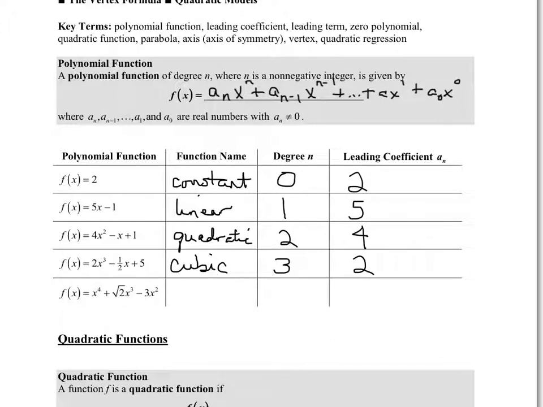The last one that we have is something where the largest exponent is 4. We could call it a quartic function. That would be the specific name, but I will tell you, if you have to give a name to anything that's higher than a cubic, you can just call it a polynomial function. You don't have to keep learning a lot of specialized names. It's fine to just call it polynomial. The degree is 4. And the leading coefficient, remember, if I don't see a number in front of that x to the 4th, the coefficient is actually 1.